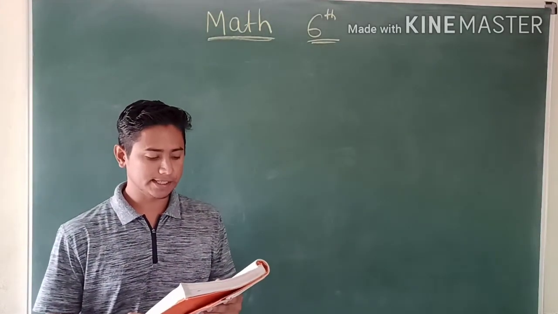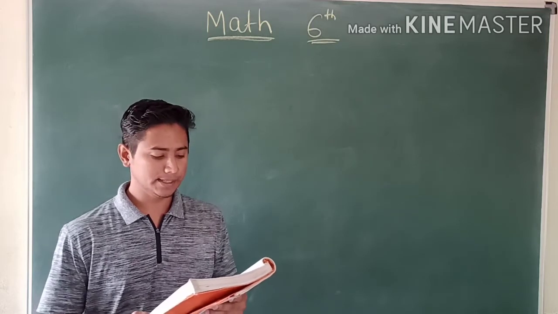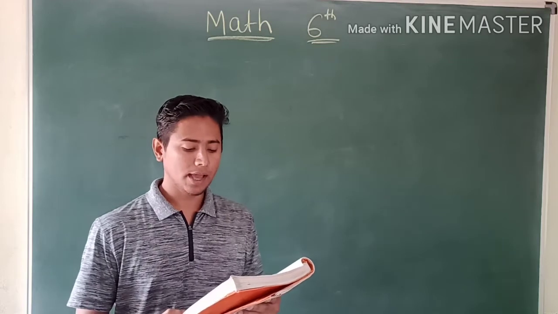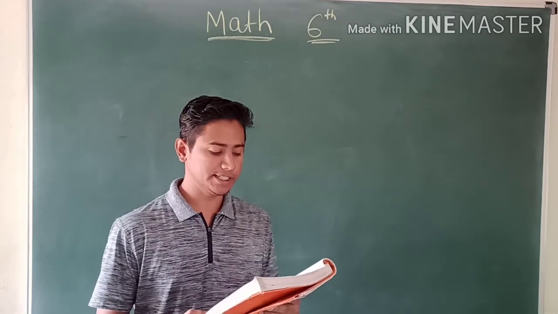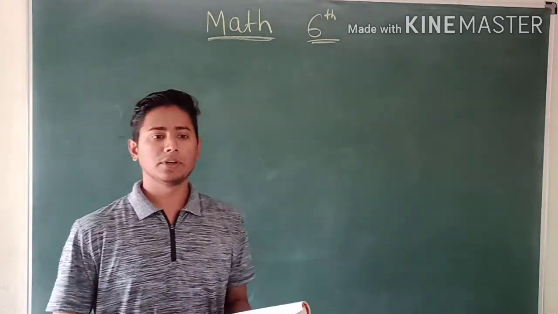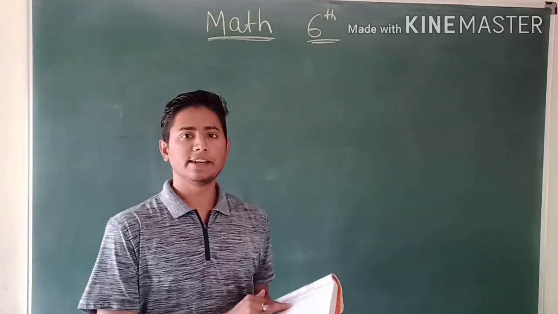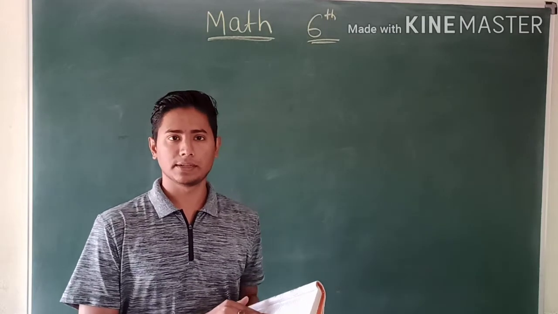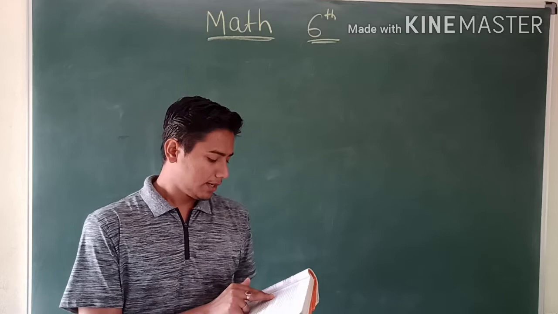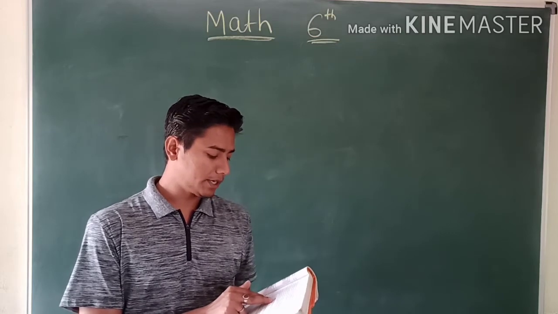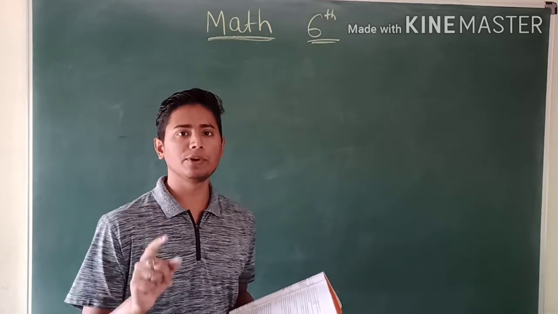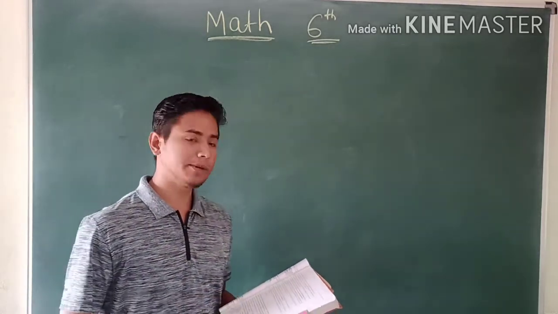To stitch a shirt, 2 meter 15 centimeter cloth is needed. Out of 40 meter cloth, how many shirts can be stitched and how much cloth will remain? So I already told you, first read the question properly and try to understand. To stitch a shirt means to stitch one shirt, you need 2 meter 15 centimeter cloth.